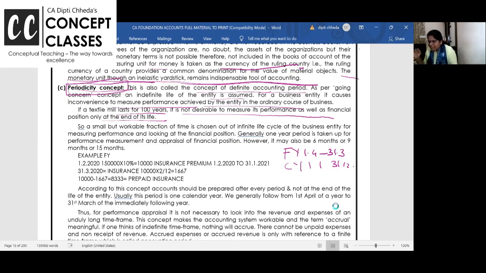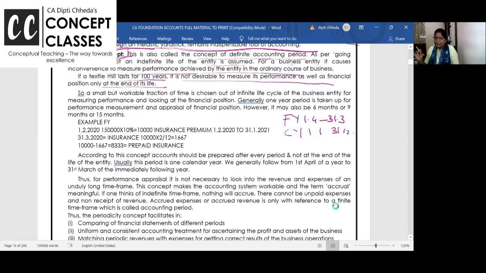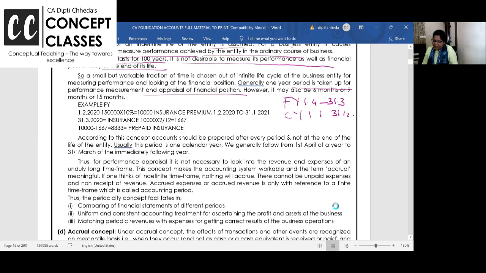Of course, 12 months will change, dear students, in case you have started a new business, say on 1st August. So 1st August to 31st March. In case you close your business on 31st January, so April to January, fine. But otherwise, periodicity concept says you have to record 12 months transactions only. That's why we have the concept of outstanding and prepaid. Yes or no? So generally 1 year's period is taken, but sometimes you may take different.